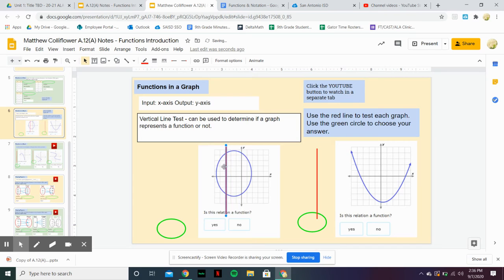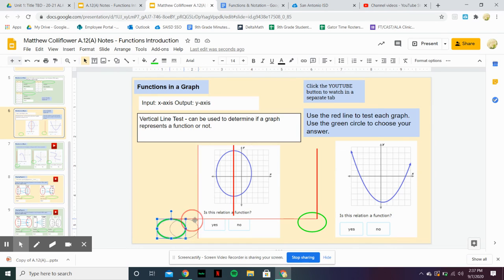This tells us that wherever our line crosses the x-axis, that is our input, and wherever the red line touches the graph, right here and right here, those are the outputs. So if you notice in this first example, I put my red line pretty much anywhere. I know that this input has two different outputs. That tells me that this graph is not a function.